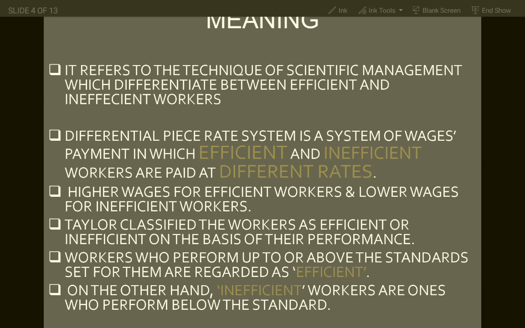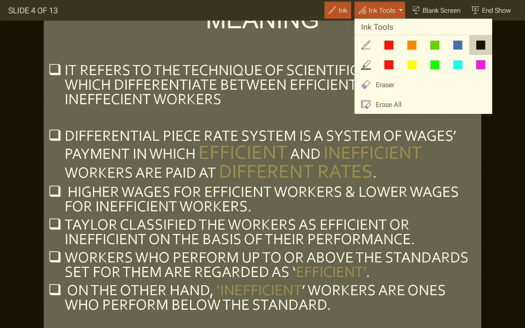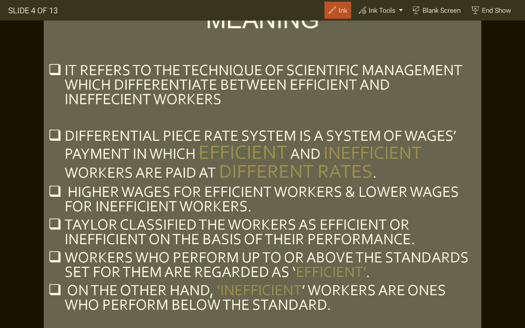This is the system in which workers are paid according to the outcome they are giving, and he classified workers into two basic categories: efficient and inefficient. Efficient workers perform up to standard or more than standard, and inefficient workers perform less than standard. He said that workers should be paid on the basis of the outcome they are giving. Efficient should be paid more and inefficient should be paid less. This is all this technique says, and we're going to study this technique with a suitable example so that it will be easy for you to understand.